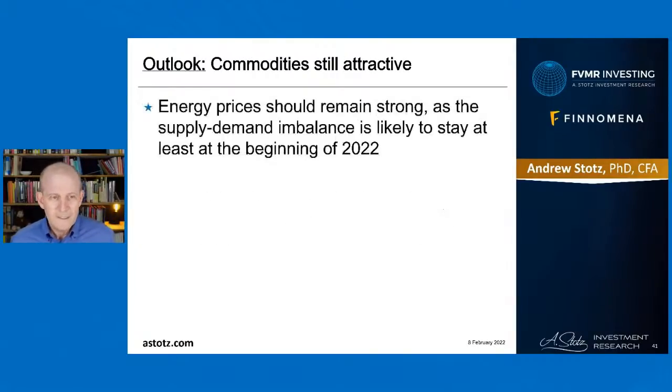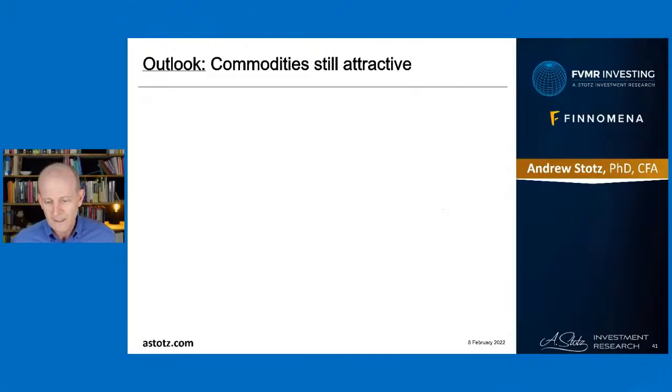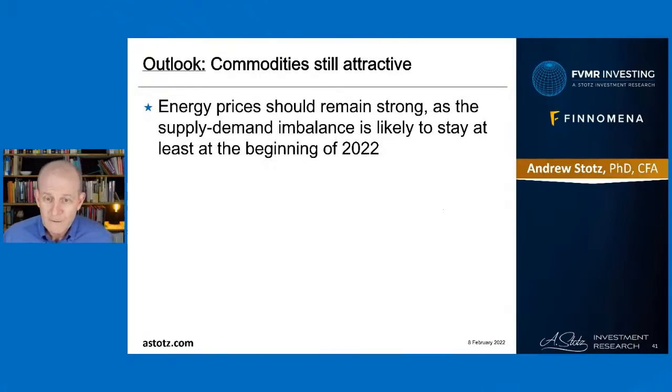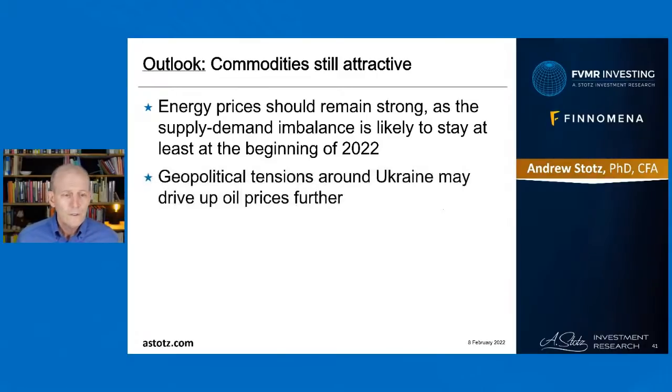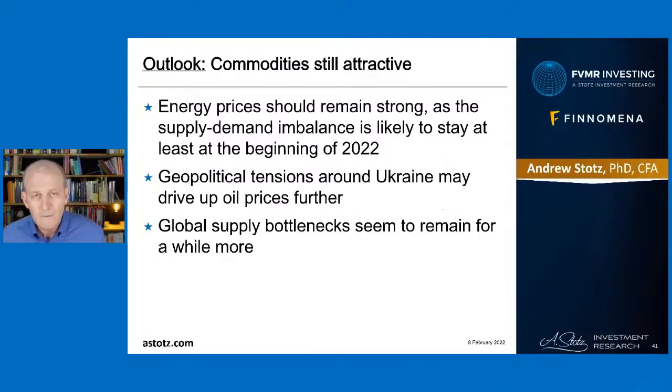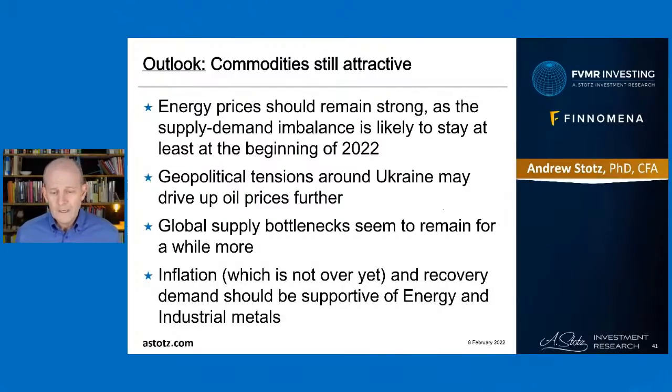Commodities seem still attractive. The last time I talked about commodities, I started to express my concern that I think inflation is getting close to a peak. It may be another 2 to 6 months, but I think we're getting close. Energy prices should remain strong as the supply-demand imbalance is likely to stay at least at the beginning of 2022. Geopolitical tensions around Ukraine may drive up oil prices further, and global supply bottlenecks seem to remain for a while more. Inflation and recovery demand would be supportive of energy and industrial materials sectors at this point. The main thing I would say, though, is that I feel we are probably going to reach the peak of inflation very soon.